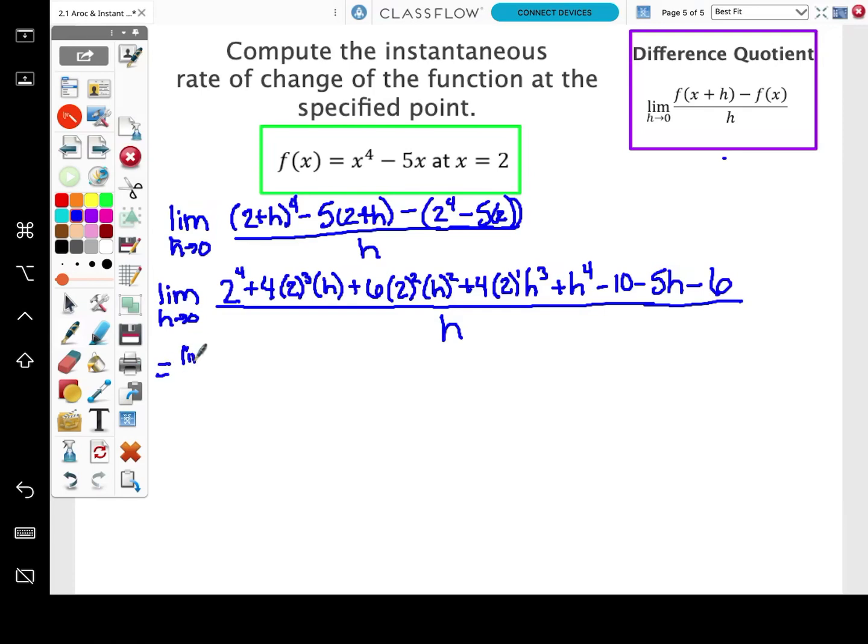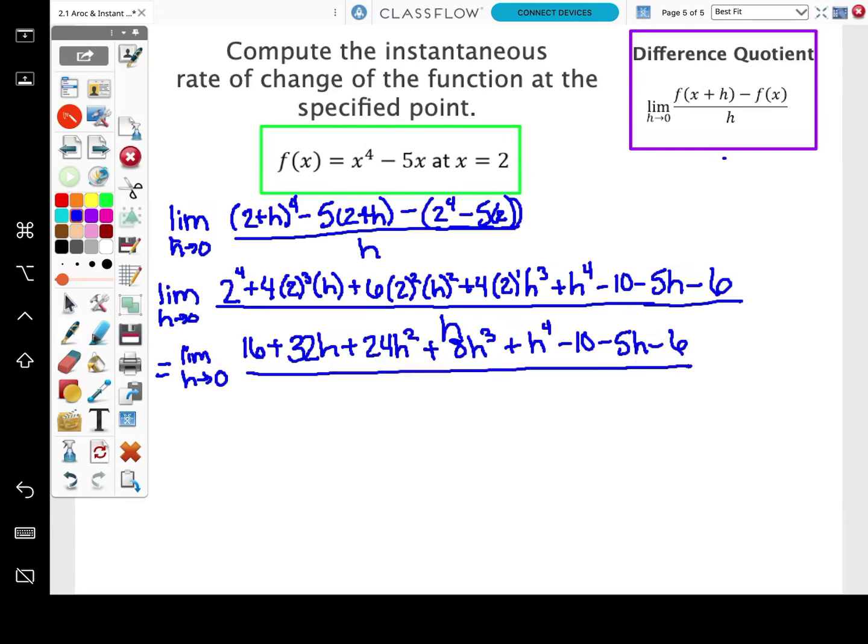Now we simplify. We have a lot of crazy business going on in there. Pretty gigantic fraction. So 2 to the 4th power, 16, this is 32h, 24h squared, 8h cubed, h to the fourth, and we still have minus 10 minus 5h minus 6.